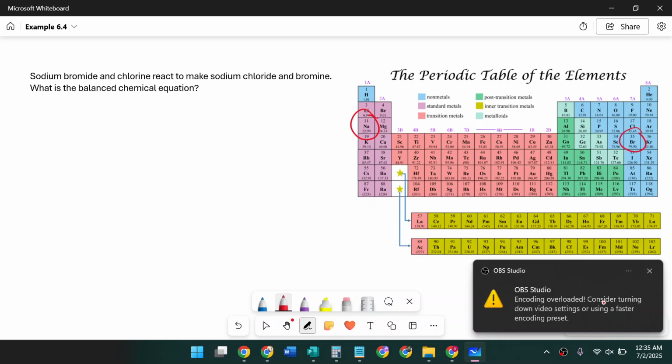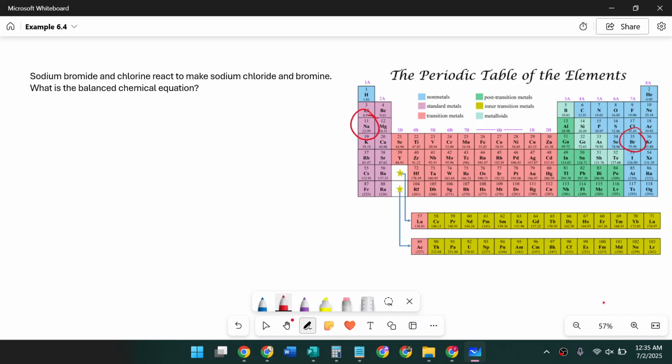So sodium bromide is an ionic compound. And in fact, sodium is in the +1 column and bromine is in the -1 column. And so when we put those together, we're going to have sodium bromide. And then it gets put with chlorine, which is a diatomic molecule.